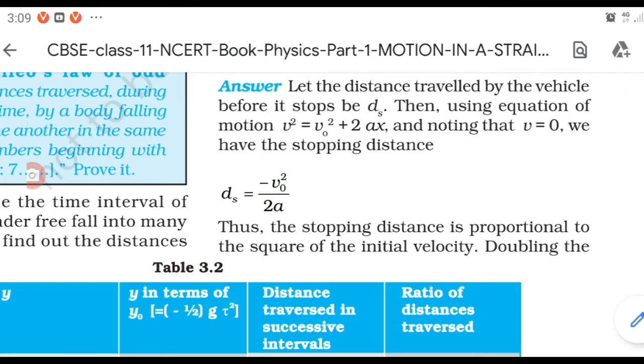That means stopping distance is directly proportional to square of initial velocity. So on doubling the initial velocity, the stopping distance will become 4 times the previous one. So stopping distance is directly proportional to square of initial velocity.